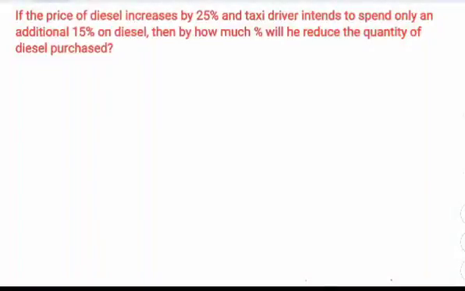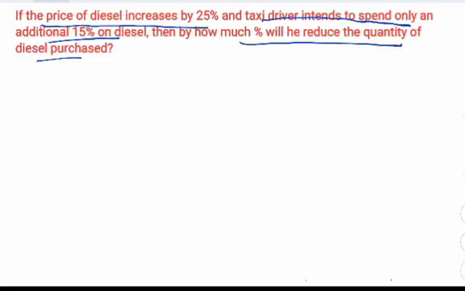So the question says, if the price of diesel increases by 25%, then the taxi driver intends to spend only an additional 15% on diesel. So how much percentage should he reduce the quantity of diesel that he is purchasing? Now let us first make a relation between the price, quantity and the expenditure.